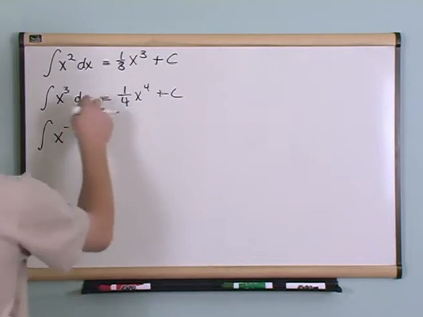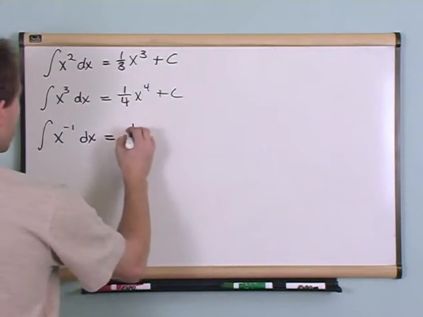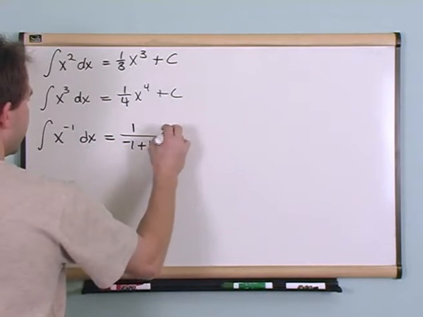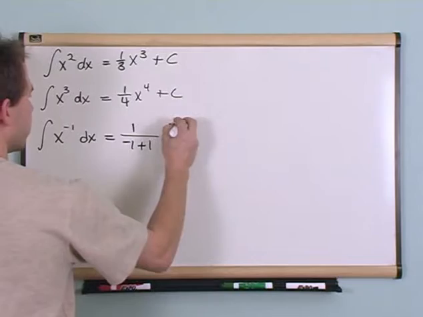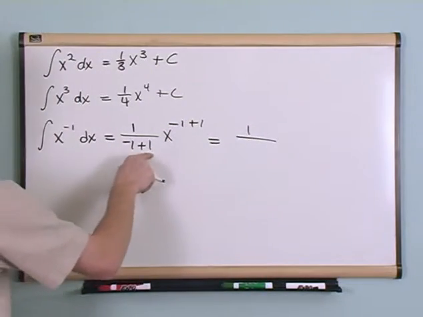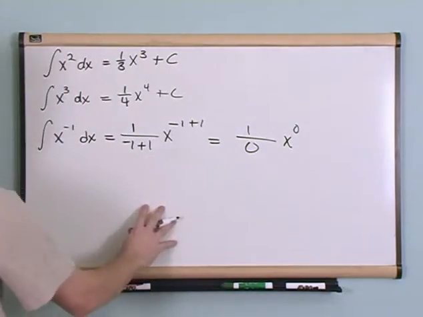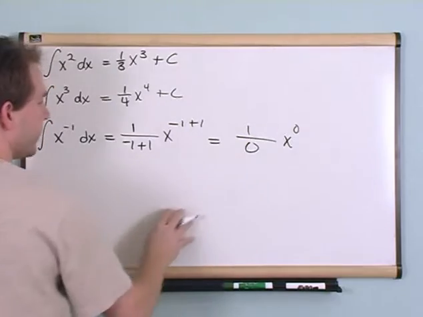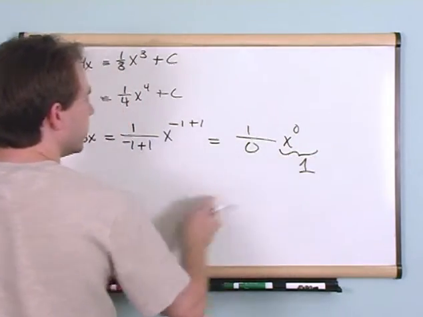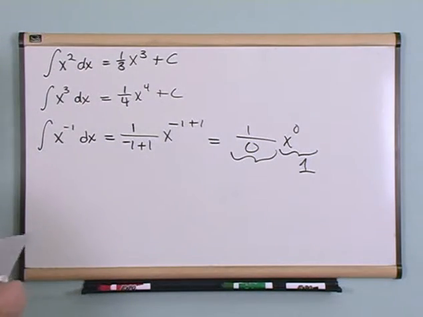Well, if you were going to try to apply our standard old rule that we use for polynomials, then you would say, okay, 1 over exponent plus 1, and then x to the exponent plus 1. What would this equal? 1 over negative 1 plus 1 is 0, and then x to the 0, because this plus this gives me 0. Well, anything to the 0 power is 1. What does this part mean? 1 over 0. What does that mean?